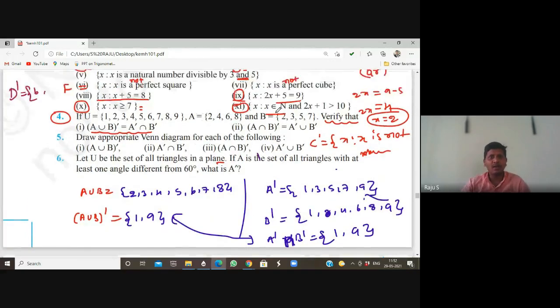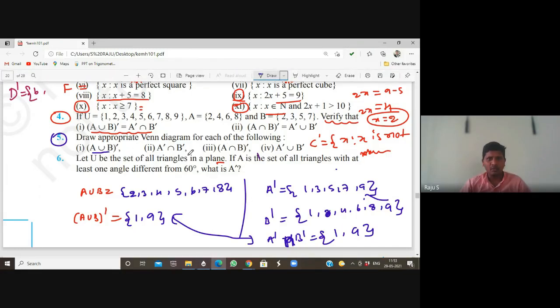Oh, what are they asking here? Venn diagrams. The next question is on Venn diagrams. Question number 5: draw an appropriate Venn diagram for each of the following. Okay, first.